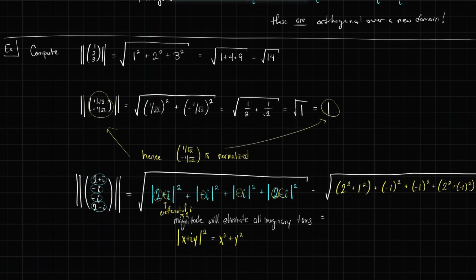If I go ahead and compute these, what do I get? I get root of 2 squared plus 1 squared, which is 4 plus 1, is 5. -1 squared is 1. -1 squared is 1. 2 squared plus -1 squared is 4 plus 1 is 5. So I end up with the square root of 12.